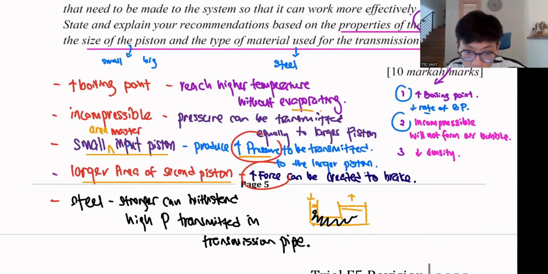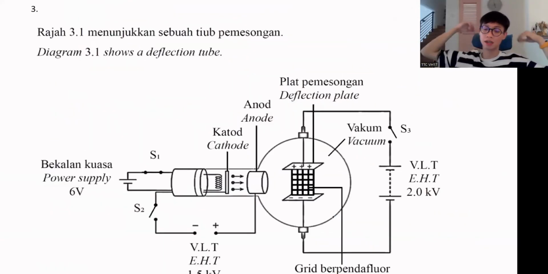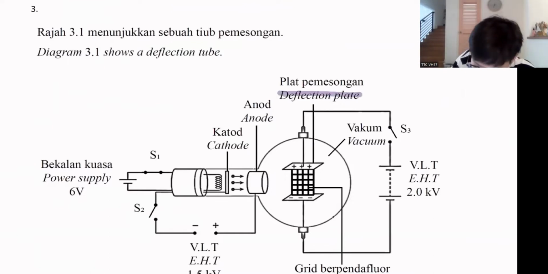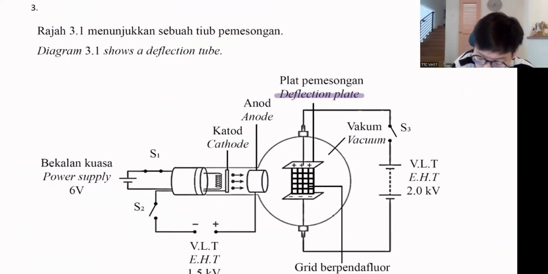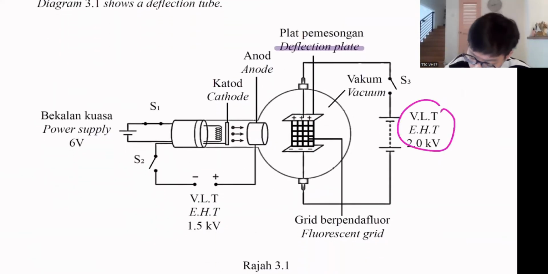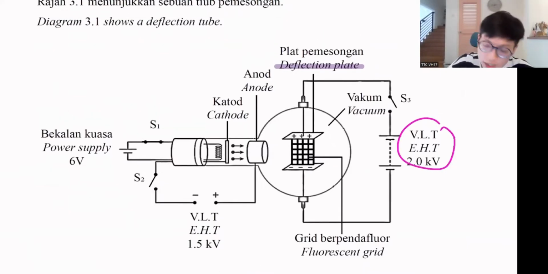Okay, so question number 3. This is a cathode ray tube. A cathode ray tube has two types of deflection pattern. Type number 1 is the electric field, where they use EHT. Type number 2 is the magnetic field, where they use a north-south magnet. So you have to be ready to face both types of question.